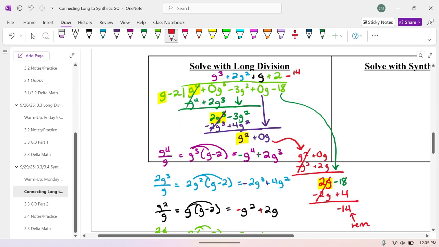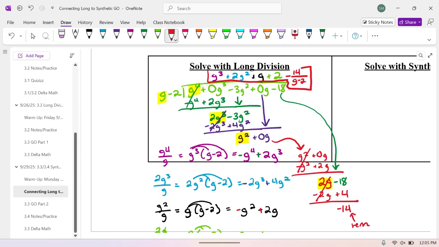Right. We take our remainder, so it's negative 14, and we divide it by our divisor. That signifies that we had something left over, it just didn't go in nicely. So this would be our fraction. Now, that's a whole lot.